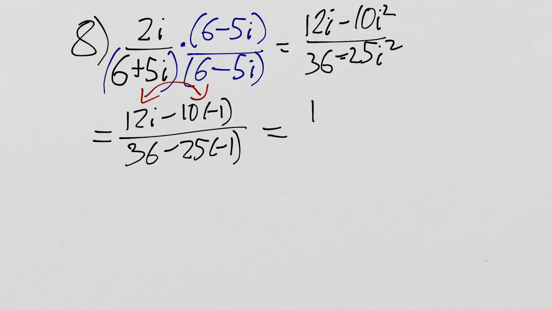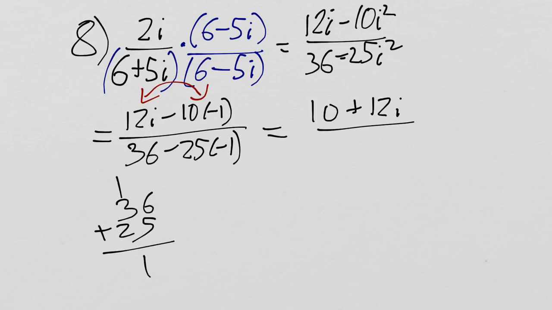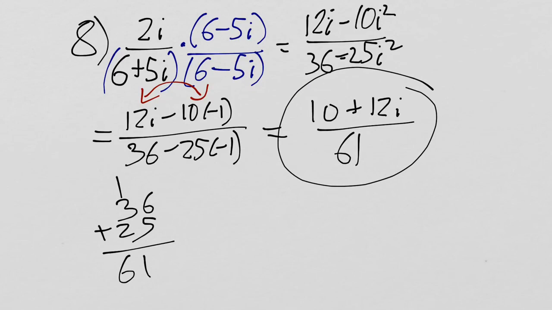And I'm going to end up with 10 plus 12i. And on the bottom, I'm just going to go ahead and add 36 plus 25, which quickly looks like it's 61. So it's going to be 10 plus 12i over 61. And there you go.